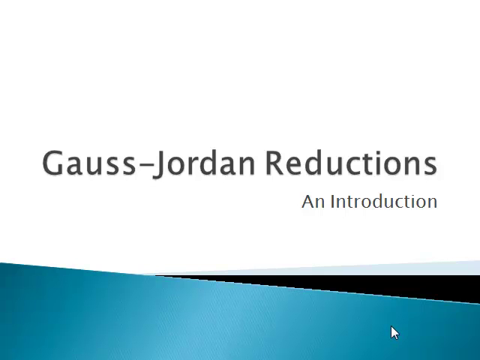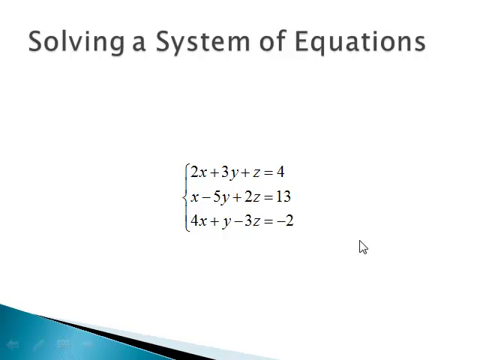In the following series of video lectures, we are going to be learning how to use Gauss-Jordan reductions to solve a system of linear equations. A system of linear equations is just two or more equations with two or more variables in them. A standard system of equations would look something like this.